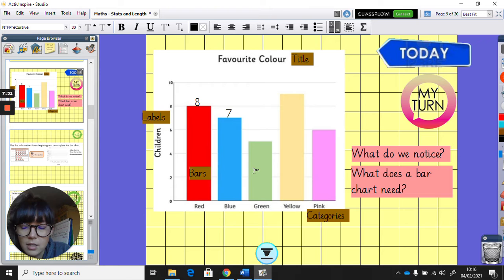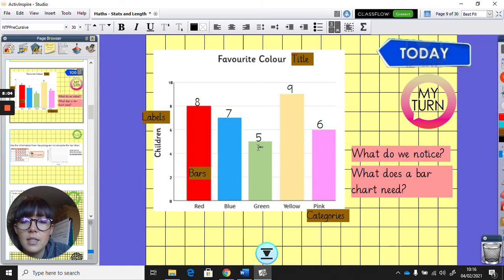Now let's look at green. The same problem happens here. If we go across, there's 4 there and there's 6 there. So green is going to be halfway in the middle. It's going to be 5. Yellow's the same. 8's here, 10 is here, because it's going up in 2s, isn't it? So we need to make sure we put 9 at the top, because 9 people like yellow the best. And pink's a little bit easier. If we go across, we can see that that is 6.